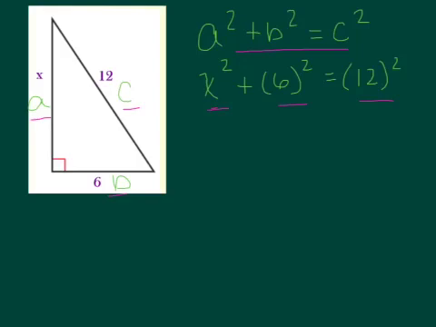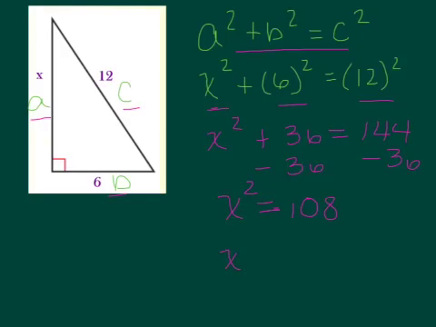So what we're going to do is go ahead and square each of the values that we have a length for. So we have 6 squared is 36, and 12 squared is 144. And in this case, we're trying to solve for one of the legs. So we're going to isolate x by subtracting 36 on both sides. And we get x squared equals 108.